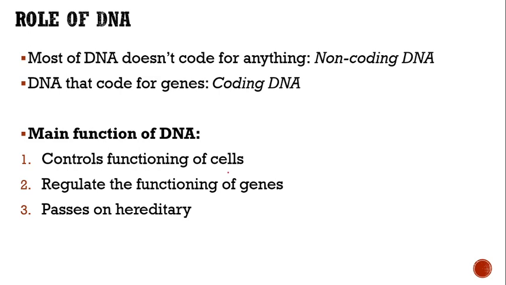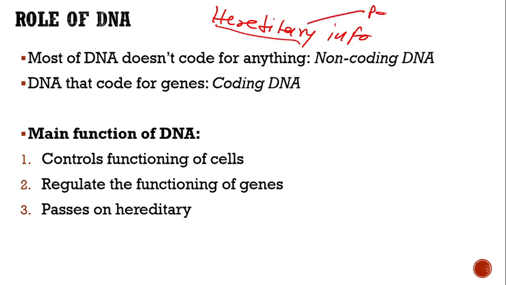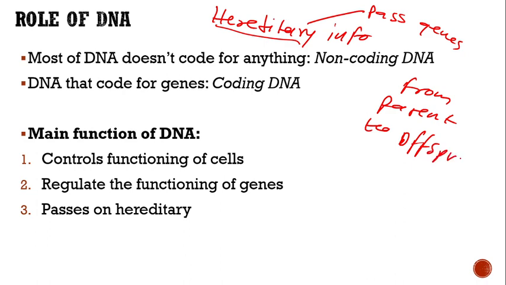Then the purpose of DNA. The purpose of DNA basically is to code for genes. It carries what we call the hereditary information. Hereditary information, meaning we can pass genes from parent to offspring. This year we're going to use the word offspring a lot, not children.